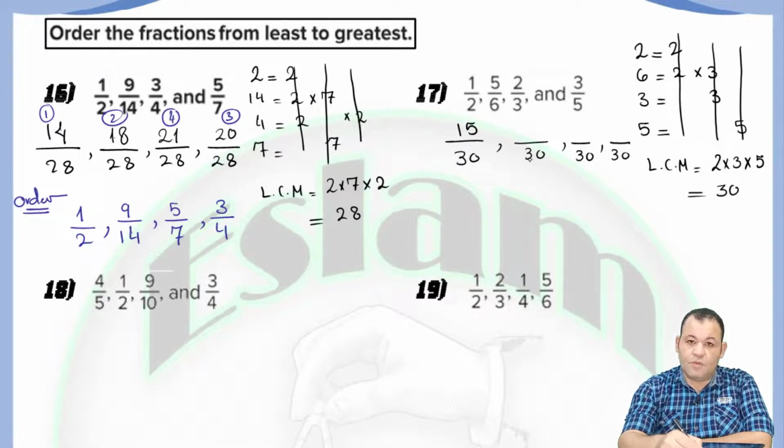6 will be 30 if you multiply it by 5. 5 times 5 equals 25. 3 becomes 30 if you multiply it by 10. 2 times 10 equals 20. 5 becomes 30 if you multiply it by 6. So 3 times 6 equals 18.